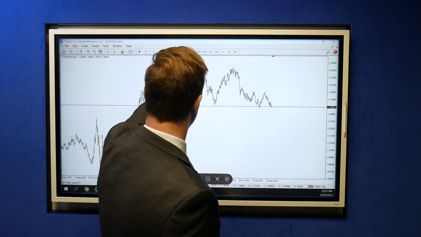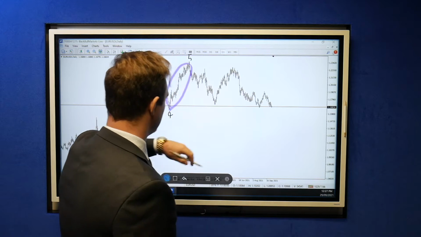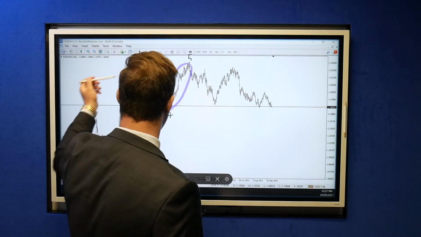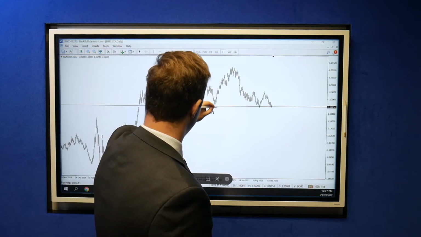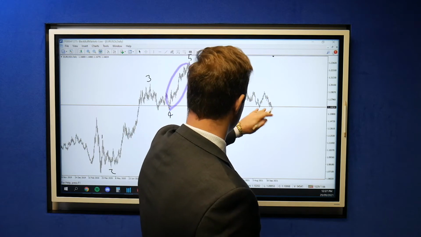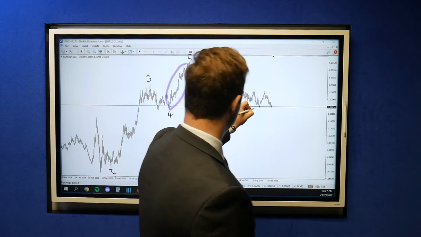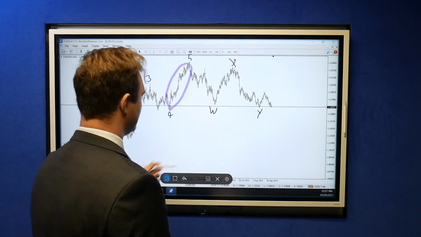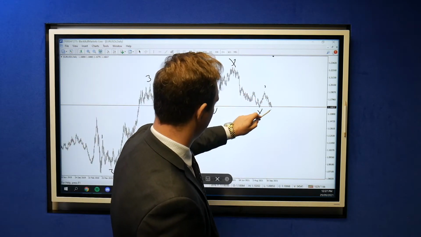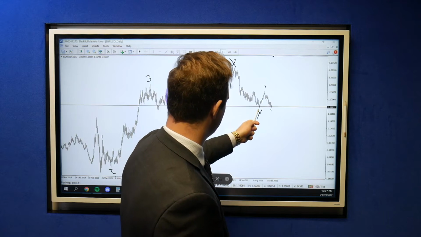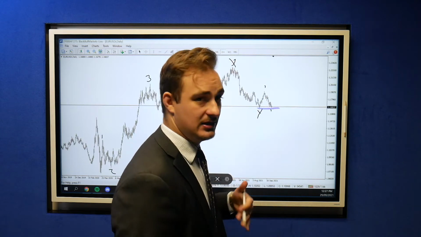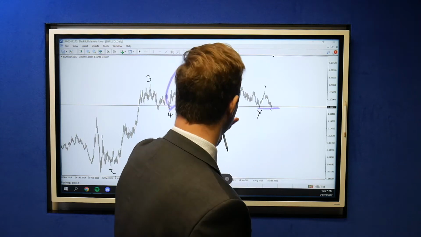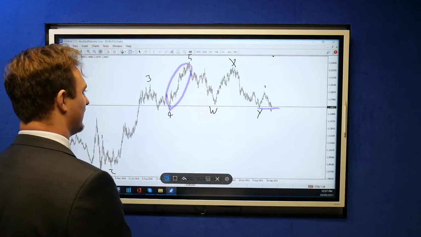We also looked into this zigzag pattern to the downside. We saw a double zigzag, so now we have W, X, and potentially Y. We're looking for a potential Y to finish off here. That means we've got waves 1 and 2 coming up, so as long as we don't take out this low, we should be okay. At the moment we're sitting very close to it, but we'll see where it leads us.